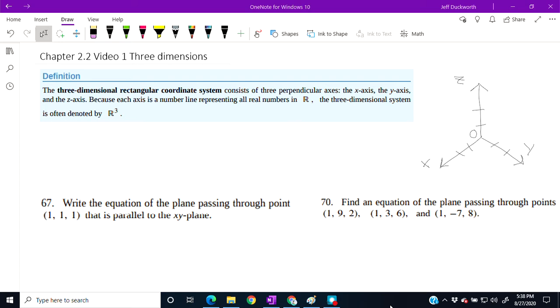it's often denoted by R cubed, where R is a symbol for the real numbers. So they look like this. That's the real number line, or the notation for the real numbers. R squared is in 2 dimensions, and R cubed is for 3 dimensions. And simply R that we have up here, that would be 1 dimension, just the normal number line.